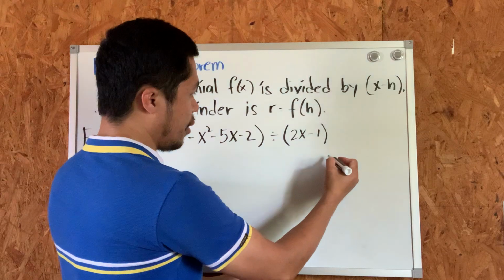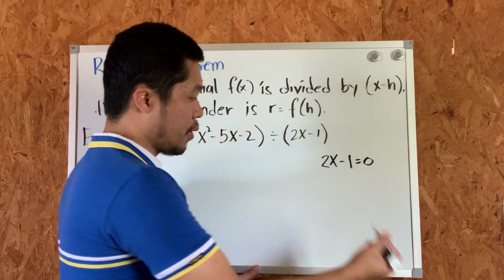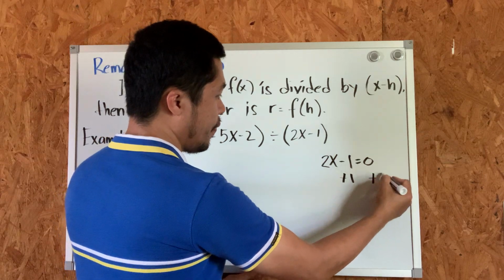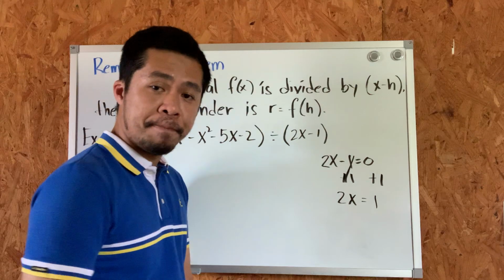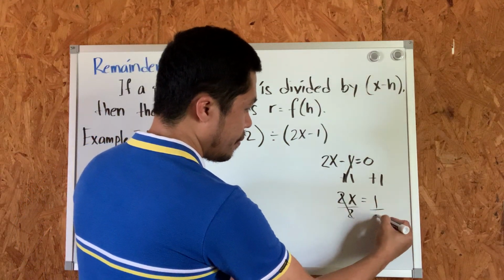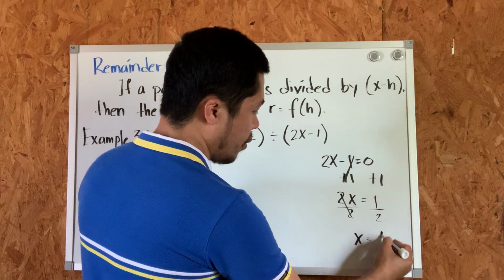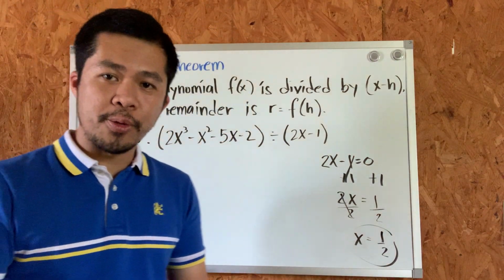This will be equal to 2x minus 1 equals 0. Okay, so we add 1 on both sides. Cancel this, so 2x equals 1. And then we divide both sides by 2. So x equals 1/2. Okay, it's a fraction. Don't worry, this will be easy.